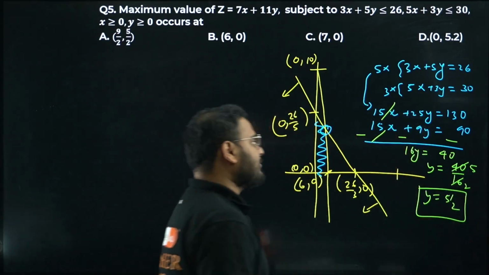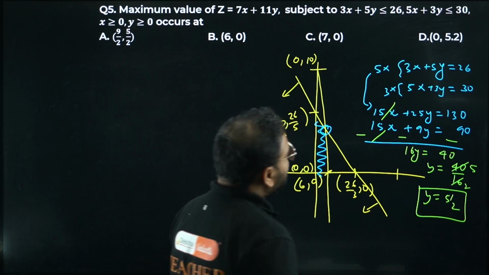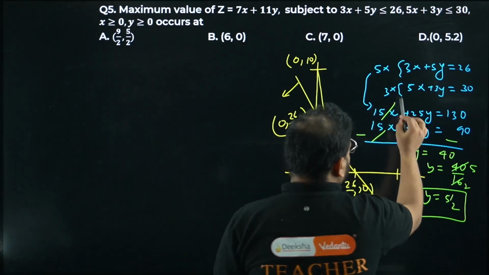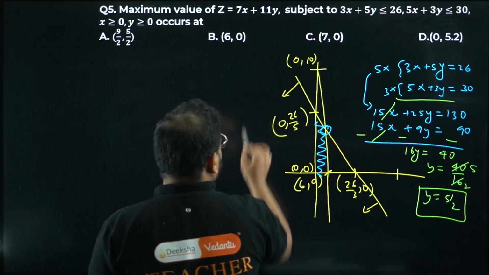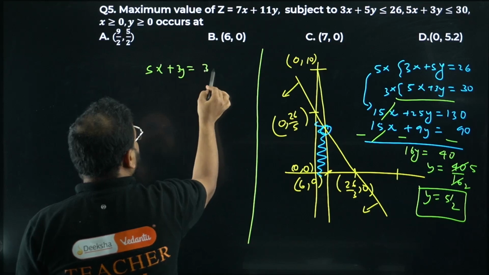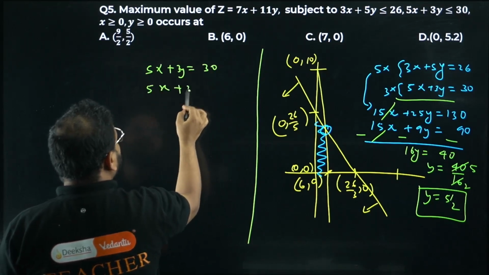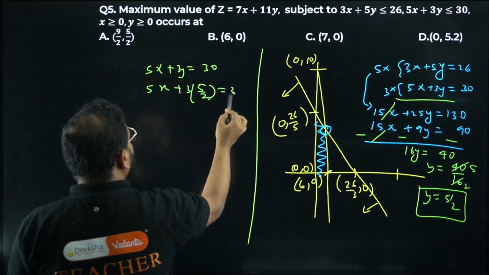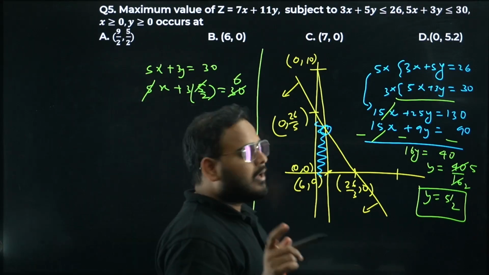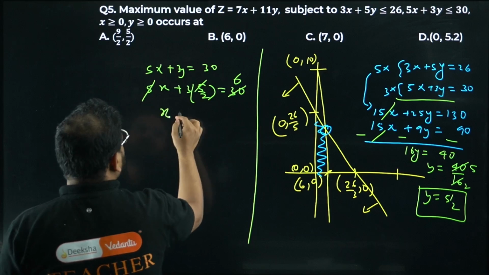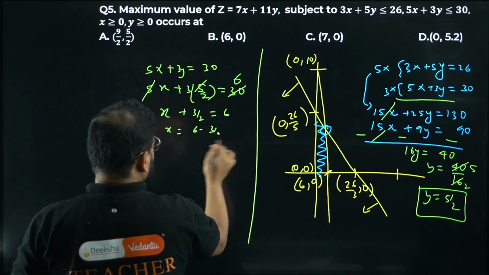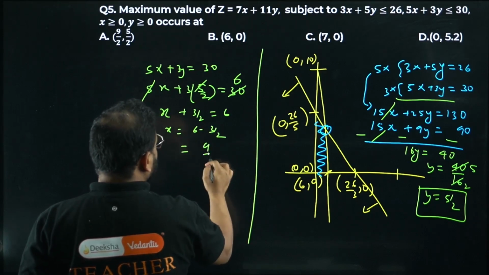Okay, y as 5 by 2, which will give me, please check, if I take the second equation over here, what I'm getting now, have a look, is 5x plus 3y equals 30, right? So 5 times x plus 3 times 5 by 2 equals 30. Cancel 5, 5 and 6 times. Cancel, no? Okay, so we get x plus 3 by 2 equals 6. It means x equals 6 minus 3 by 2, which means 12 minus 3, so 9 by 2.